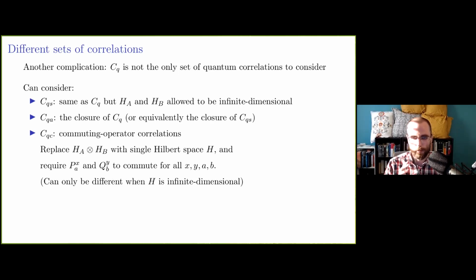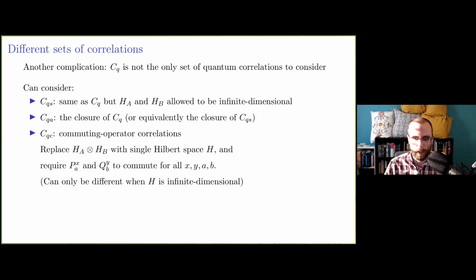If you have a finite dimensional Hilbert space, you can show that any correlation you can get with a commuting operator model, you can also get in the tensor product model. You can just take decompositions of the space, which look like tensor products. But in infinite dimensional Hilbert spaces, that's not always possible.